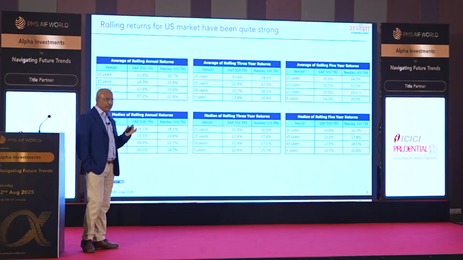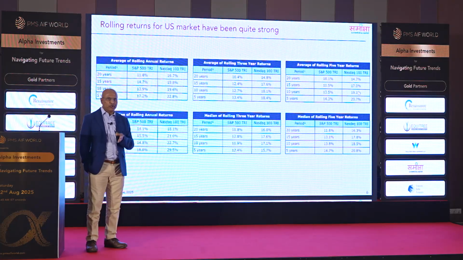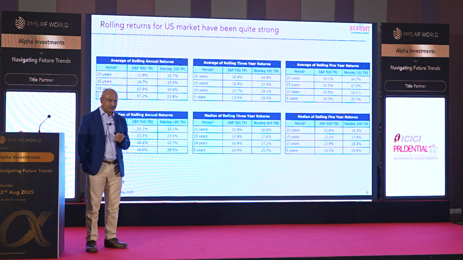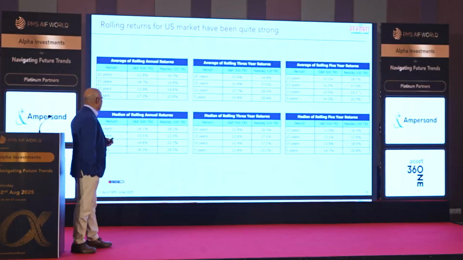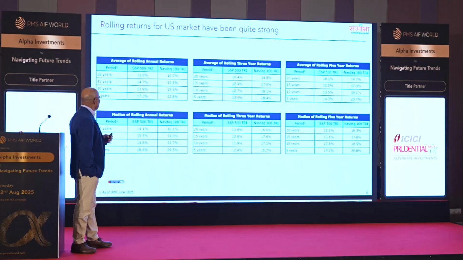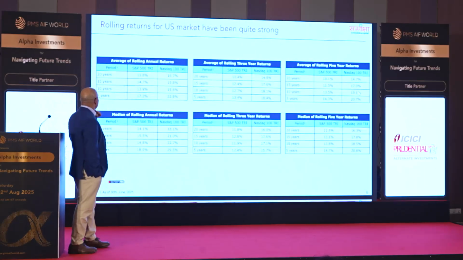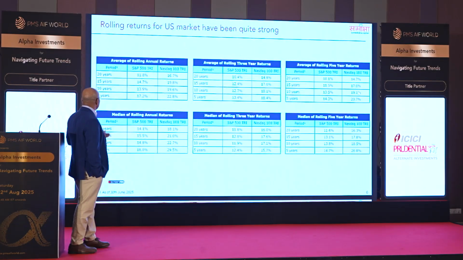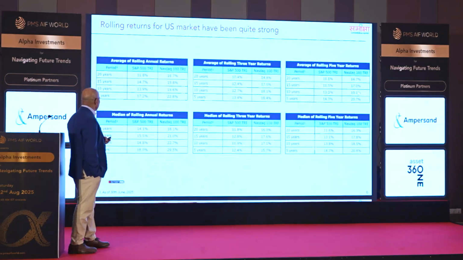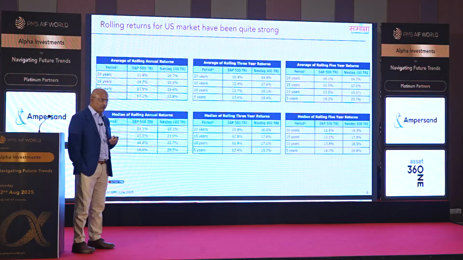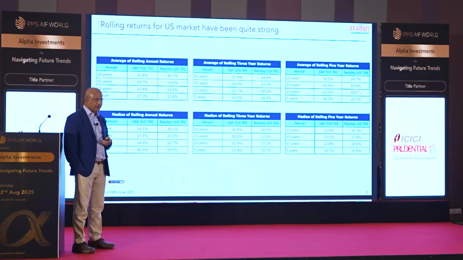I always believe that you shouldn't look at point-to-point returns, look for rolling period data, because depending on what your start point is and what your end point is, you will end up getting very different results. So when you look at the rolling period results, and we have cut this in a few different ways, average or median, and you look at 5 years, 10 years, 15, 20 years, the US market has delivered pretty healthy returns, whether you look at S&P 500 or Nasdaq. Obviously, Nasdaq returns have been very strong because of what's happened in the technology sector.